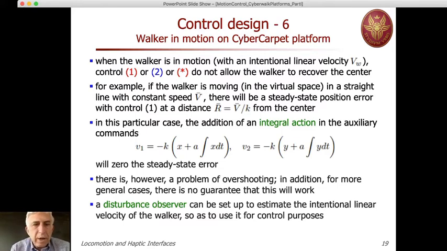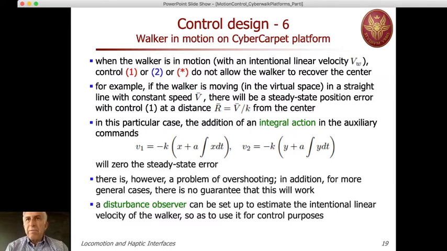The simple example is when we assume that the walker is going at a constant speed in a certain direction, for instance along a straight line with the turntable oriented as its direction of motion. It could start from the origin or it could start out of the origin. In any case, after some transient, it will continue to move at that speed v bar. And in order for the absolute position of the user to remain at the same point, of course, the treadmill should move at the same speed v bar, and in fact in the opposite direction.